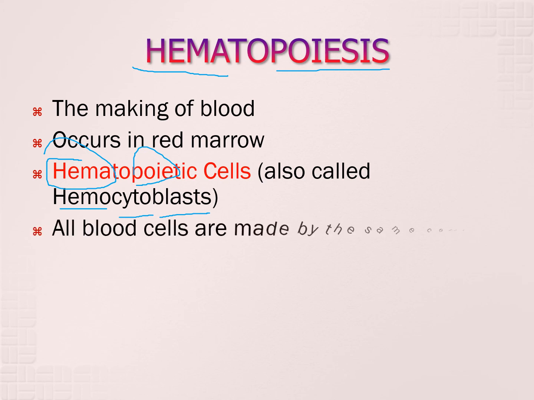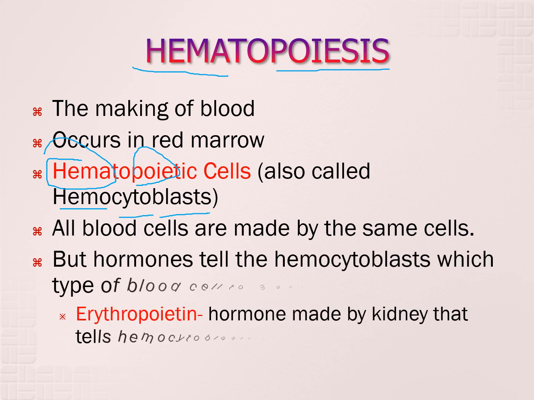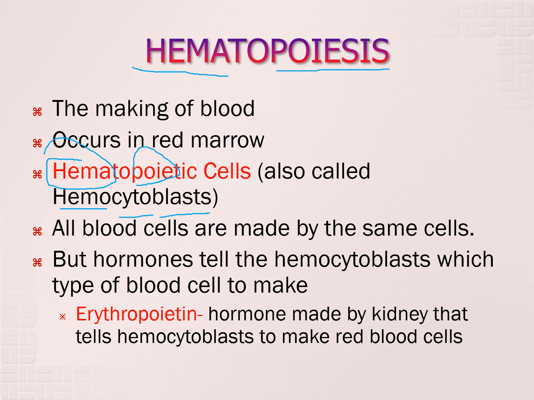Well, through this process, all blood cells are made the same way. However, I'm going to focus on red blood cells, and somehow the bone marrow needs to know, hey, I need you to make some red blood cells. And this is all done by hormones. Hormones are going to tell your red bone marrow what they need to make.